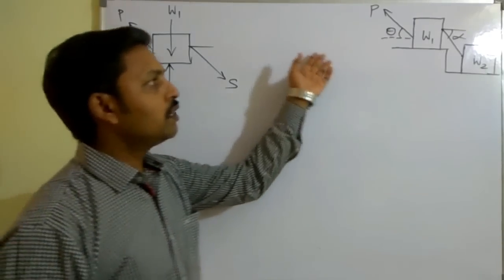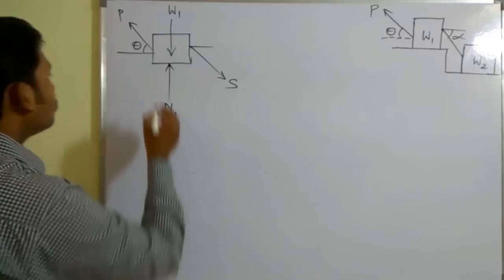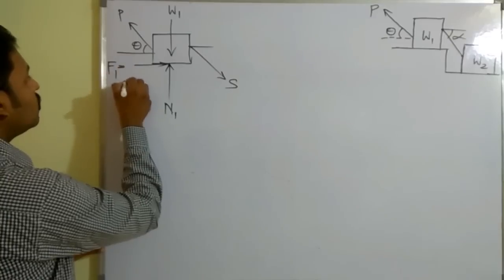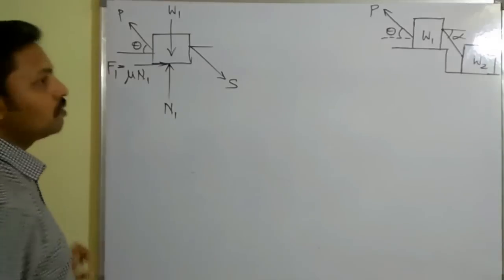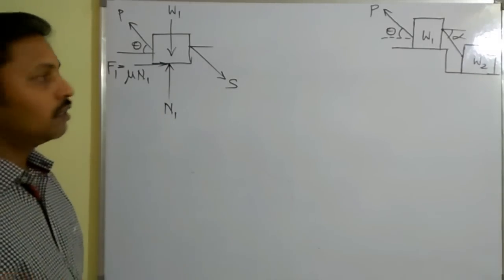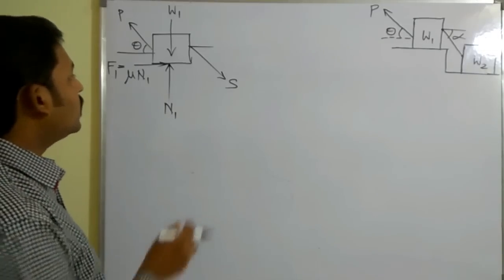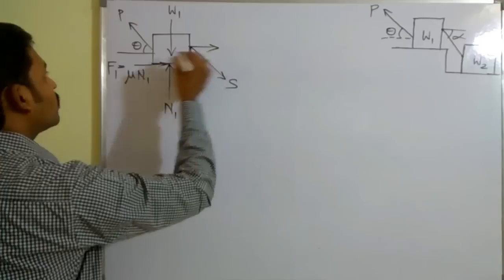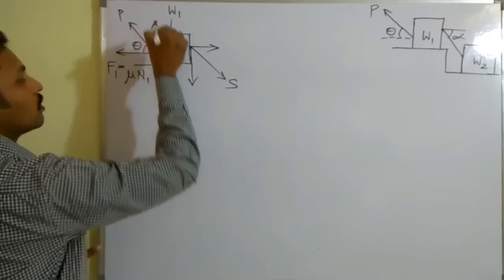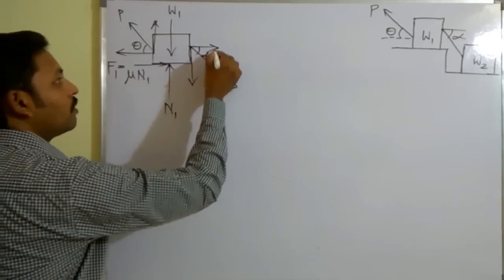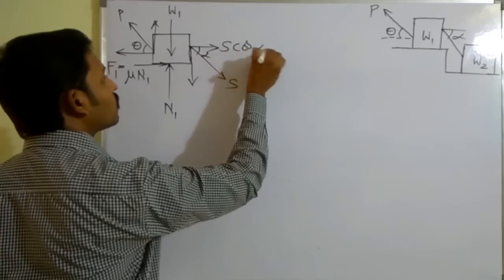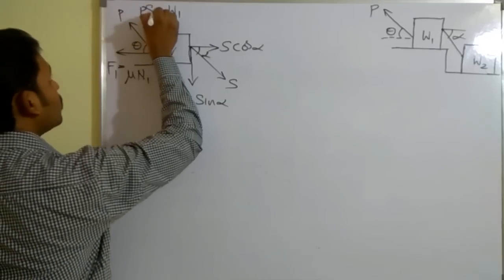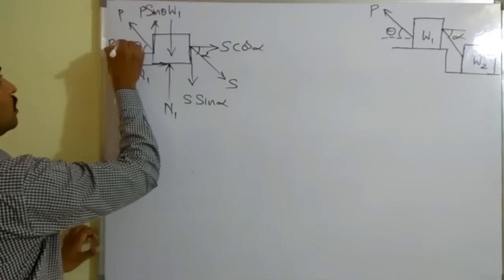When you apply the force P, the block is able to move along the left hand side direction. In the right hand side direction, represent the frictional force F1, which is equal to mu N1. Mu is the same for all contact surfaces in this problem, as given. Here these two are inclined forces. Resolve those into two components along horizontal and vertical directions. This makes an angle alpha, so S cos alpha, this is S sin alpha, this is P sin theta, and this one is P cos theta.